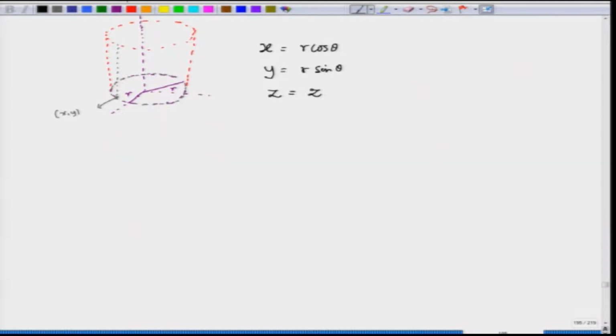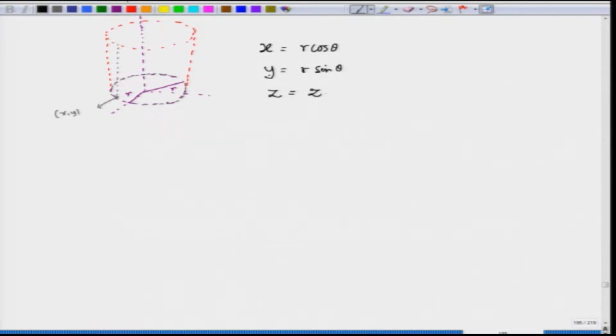So, I have been given the base of the cylinder, which has a fixed radius. So x and y will depend on theta. If you give an input theta, for a given theta there is only one x, and for a given theta there is only one y, not two y's, and for a given z there is only one z.